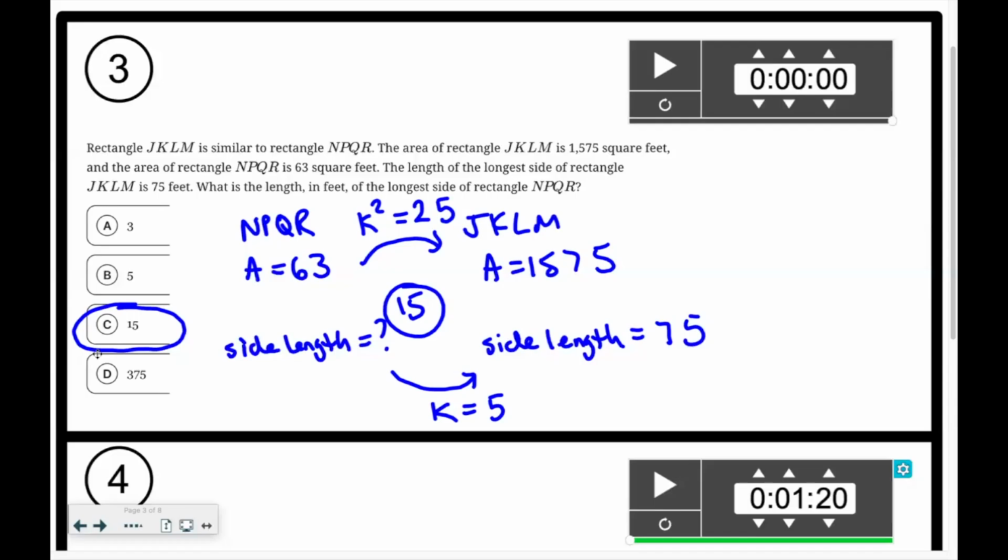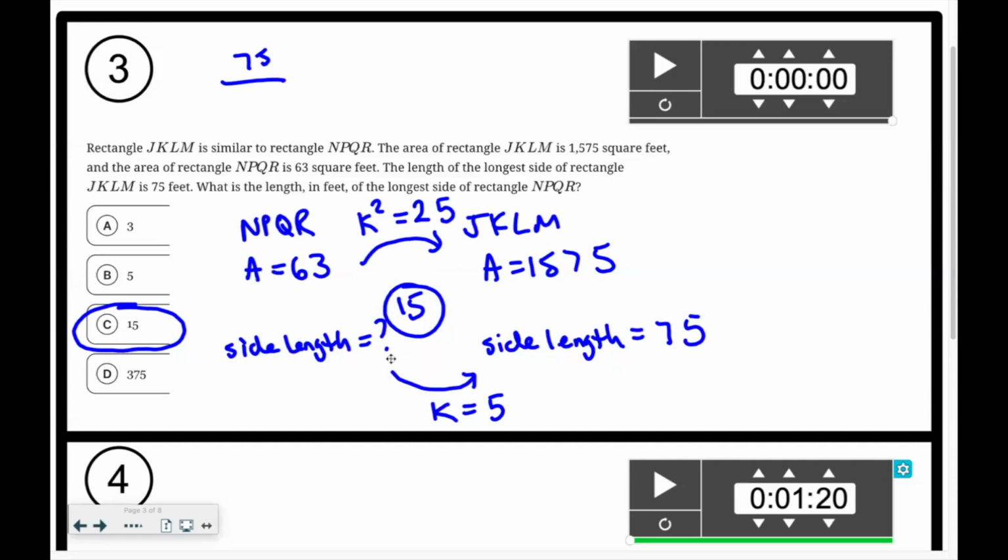I think it would have to be... Wait, say that one again. 75 over 1575 squared is equal to x over 63 squared. I don't think that would. I think you'd have to square these.